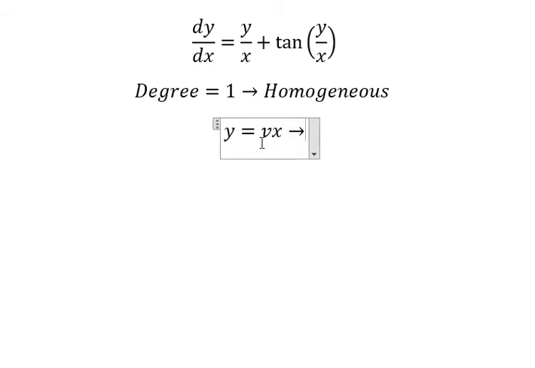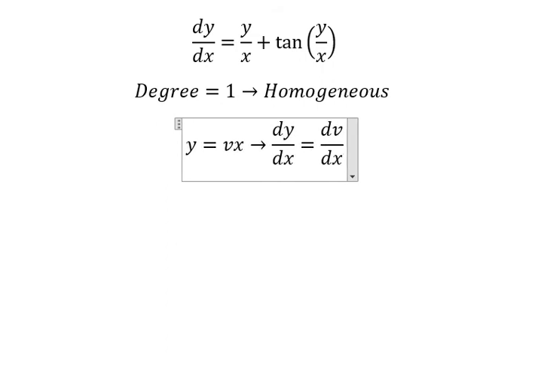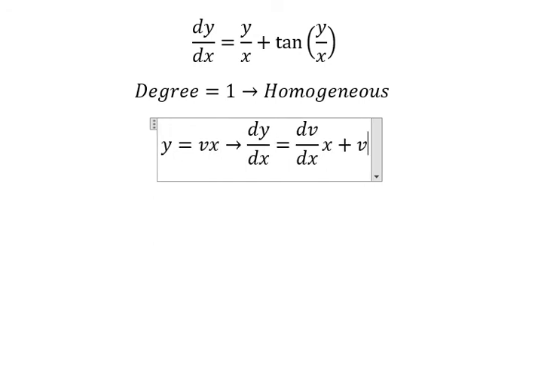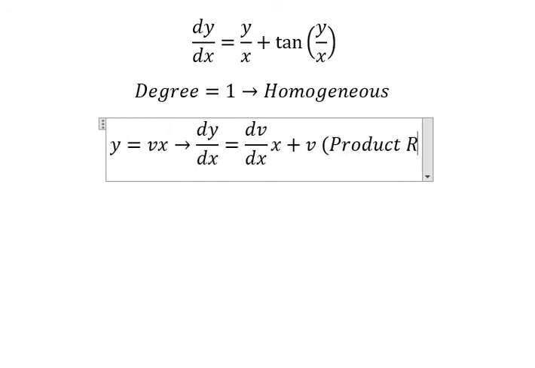Later, we need to first take the derivative for both sides. This one we have dv over dx multiplied by x. This one we have number 1, so we have v. That is about the product rule of the derivative.